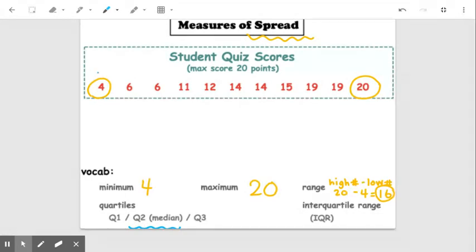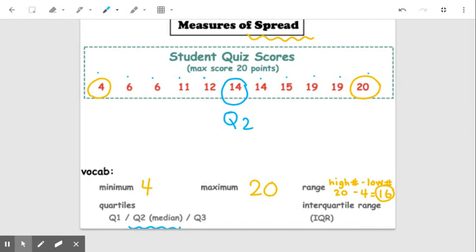I'm going to put dots here instead of actually crossing them out just so that I can see what I'm dealing with. I notice that right here, this is my median. The median is also called quartile 2. Quartile 2 and median mean the same thing. So the median is that middle number when arranged from low to high.